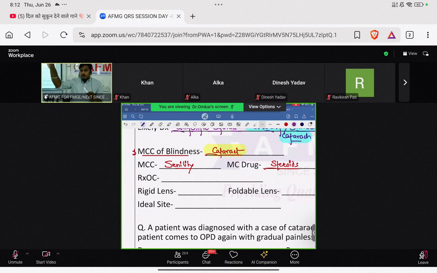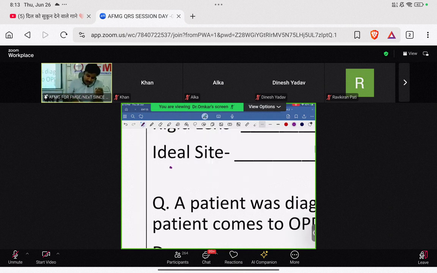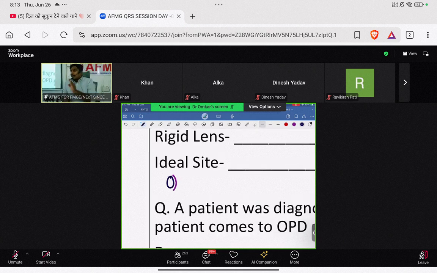So पहले we used to perform ICCE, that is intracapsular cataract extraction, जिसमें I used to remove the complete lens beta along with the capsule. Then we came up with ECCE, that is extracapsular cataract extraction. Extracapsular cataract extraction में I used to remove the lens beta, but we used to leave behind the posterior capsule. क्यों? तो याद रखना बेटा, in the extracapsular cataract extraction, I used to leave behind the posterior capsule so that I can place the new intraocular lens inside the posterior capsule.